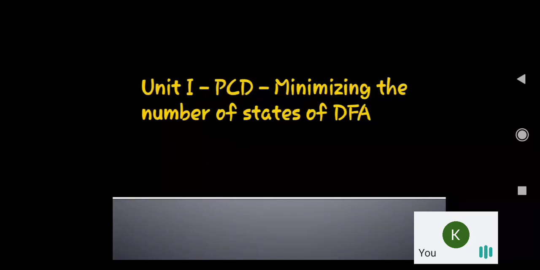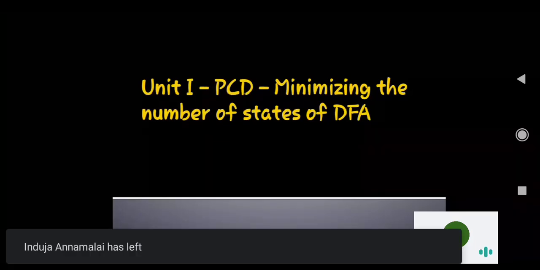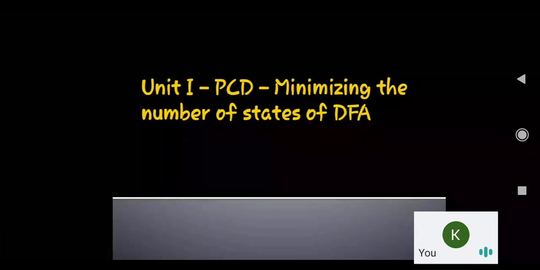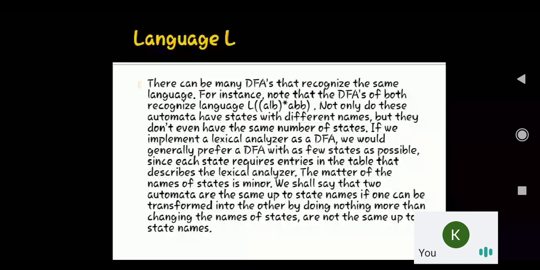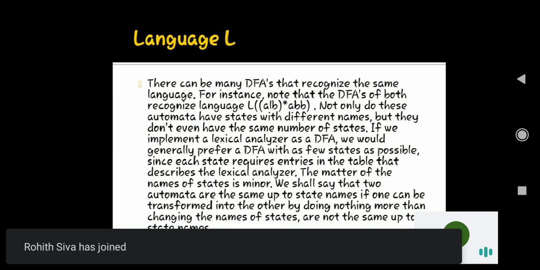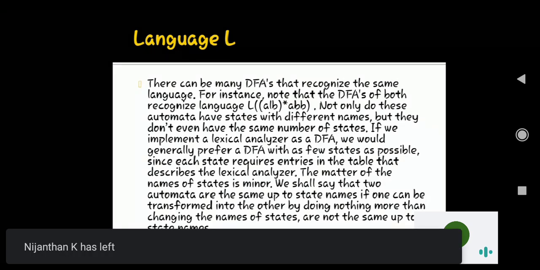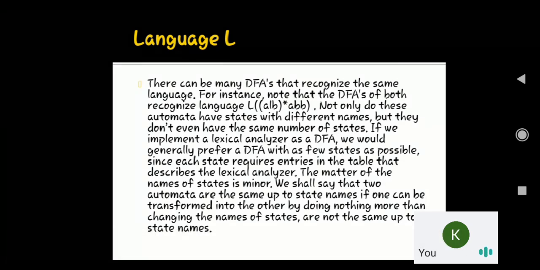So this topic, minimizing the number of states of a DFA, focuses on how to construct an efficient DFA. For a particular regular expression, it is possible to construct more than one DFA. But out of those DFAs, which one is going to be the most efficient, or the most appropriate one to construct as a program, and that particular program is going to act as the lexical analyzer for us.